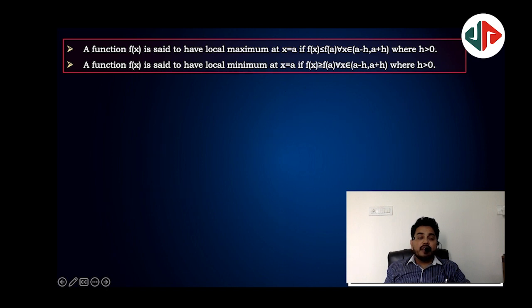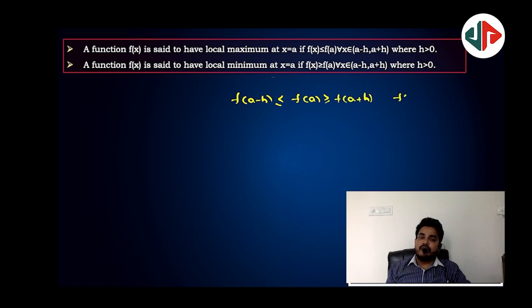So what is the local maxima and local minima we talk about? f of a minus h is less than or equal to f of a, which is greater than or equal to f of a plus h. f of a is local maxima. And f of a minus h greater than or equal to f of a, less than or equal to f of a plus h. f of a is local minimum.